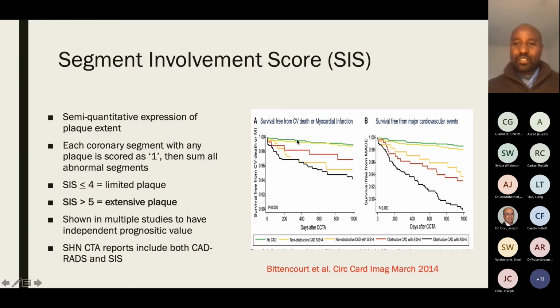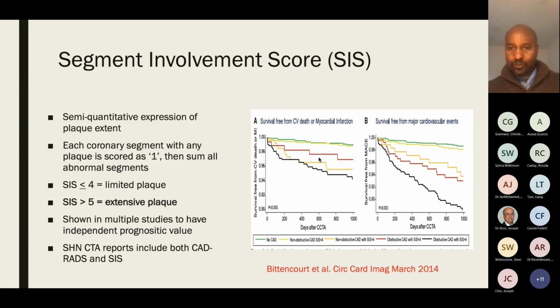And what you're seeing on the Kaplan-Meier graph here is looking at the colors. They indicate both segment score as well as obstructive plaque. So the green was the highest event-free survival, people with no coronary artery disease at all. And pretty much superimposed on that is people who've got non-obstructive CAD with a segment score of less than 4. So basically mild plaque and a limited extent. So nothing obstructive and it's not extensive.